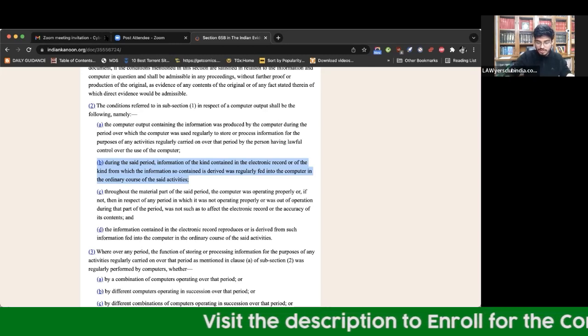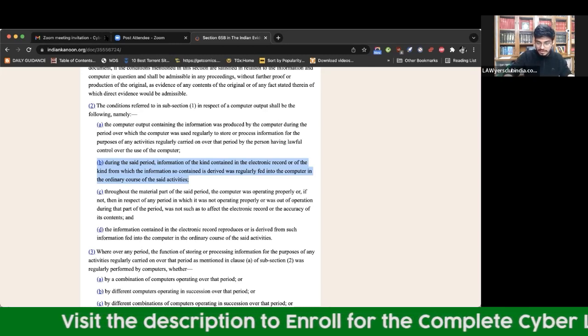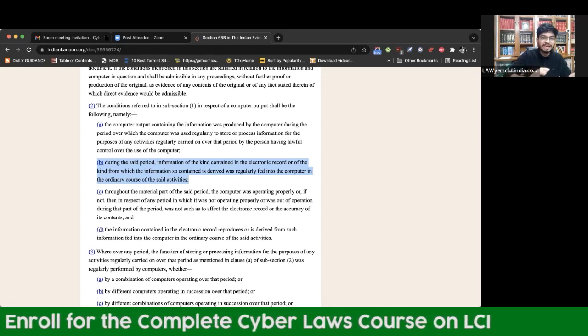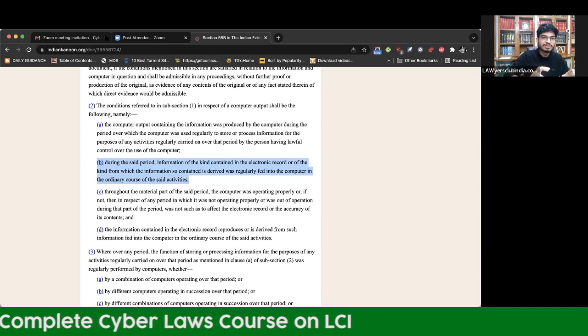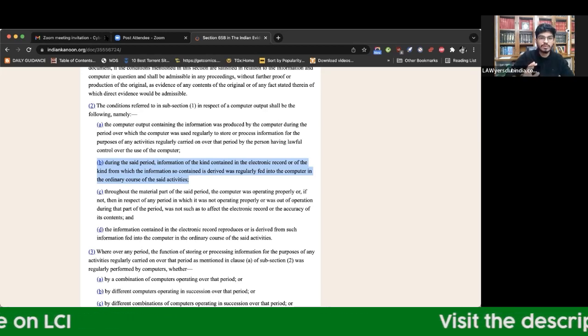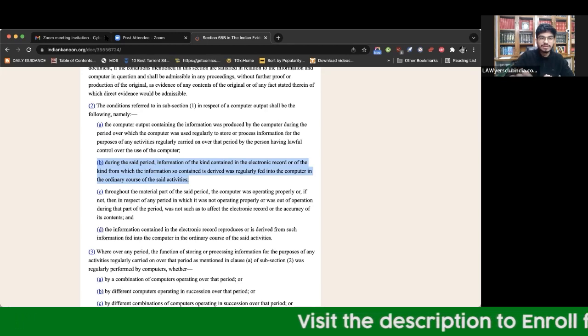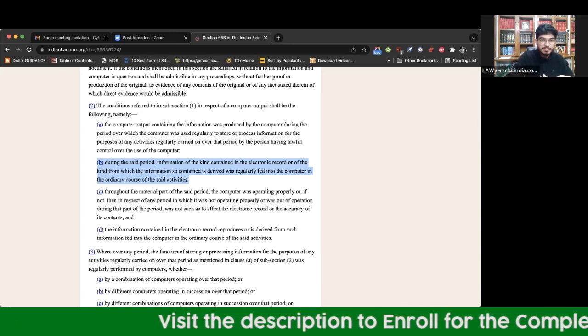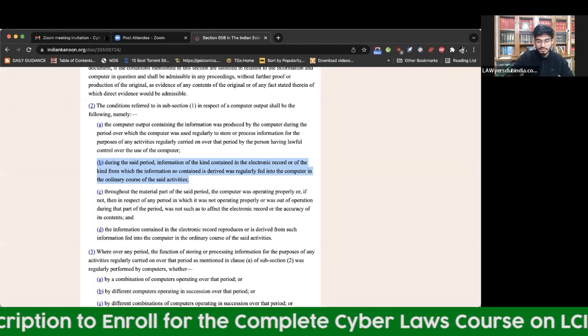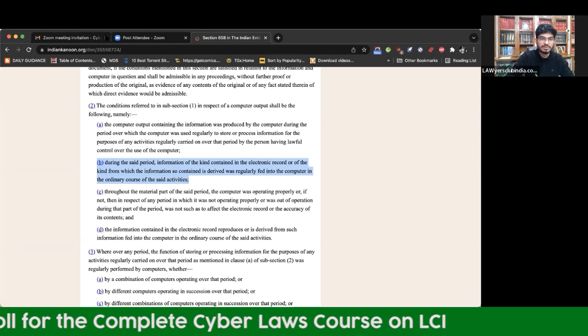And also, nothing which would affect the accuracy of the document or the accuracy of the output was done or had occurred, so that you can tell the court that nothing of that sort happened and the computer was working properly. Which is where we talk about ki koi virus wagera nahi, antivirus and all that.